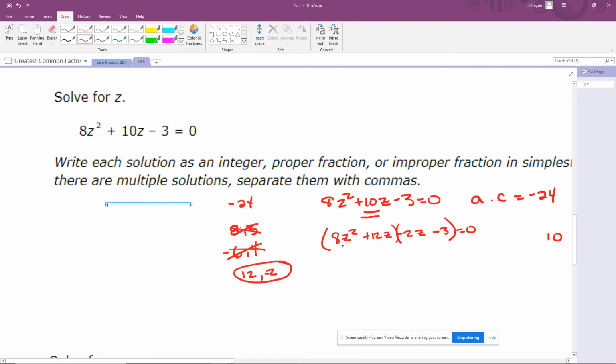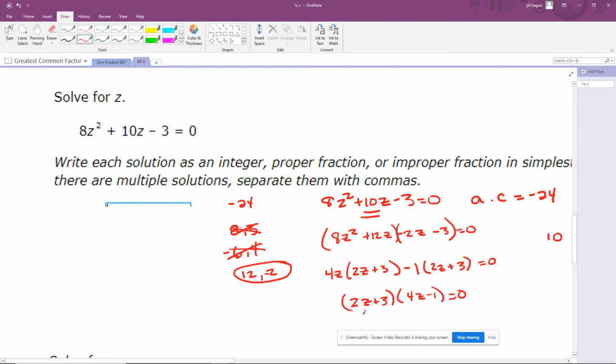Factor it. What's the common factor here? 4z. What am I left with? 2z plus 3. I need over here now to be 2z plus 3, so I'm going to factor out a -1. That leaves me with 2z plus 3, and remember it equals 0. And then I finish my problem by saying 2z plus 3 and 4z minus 1. So a little harder to factor, right?